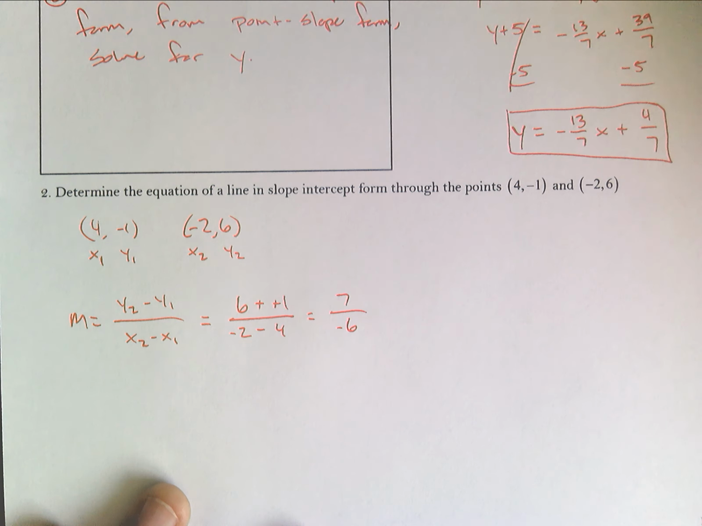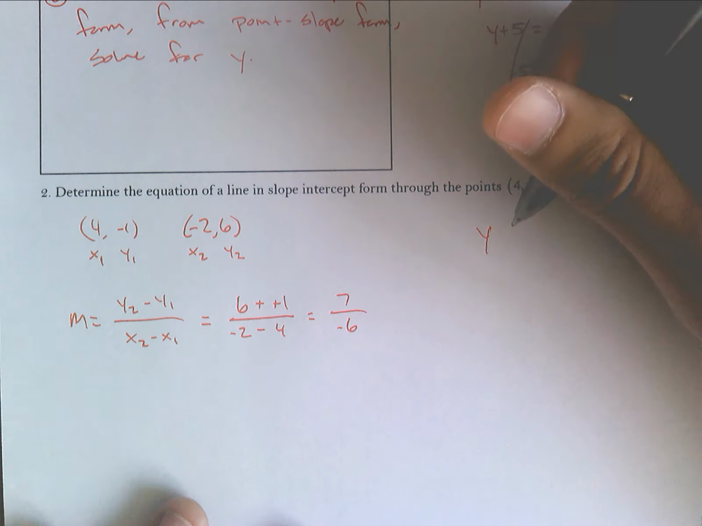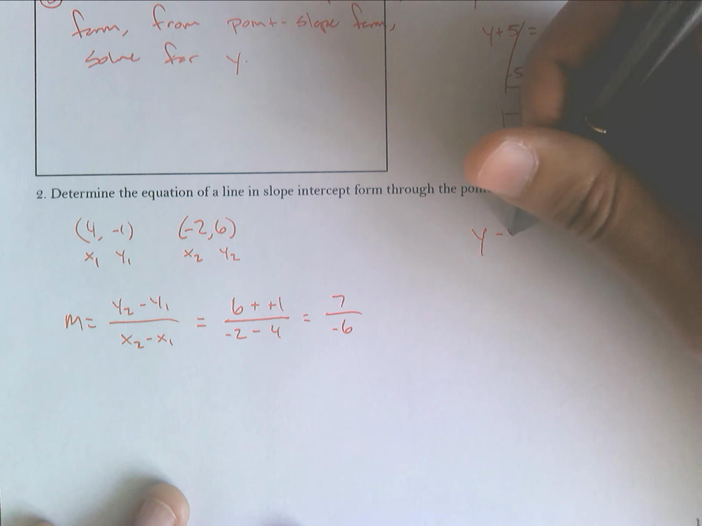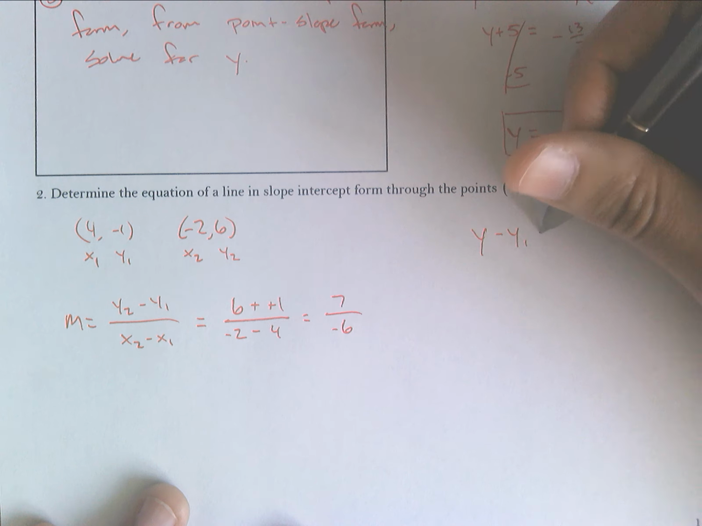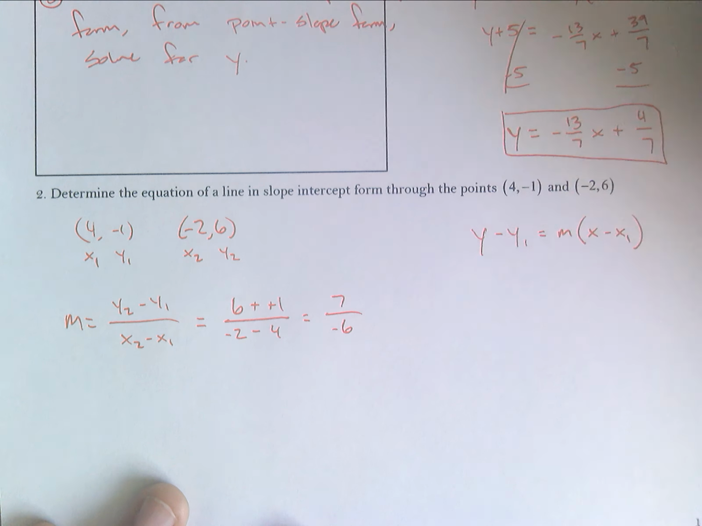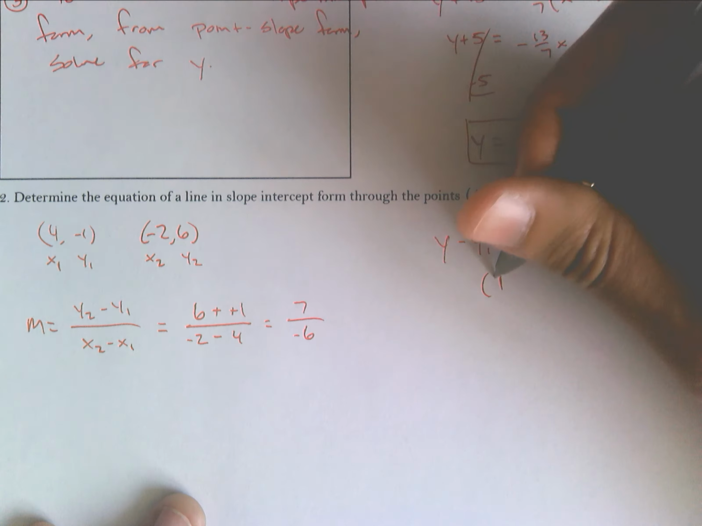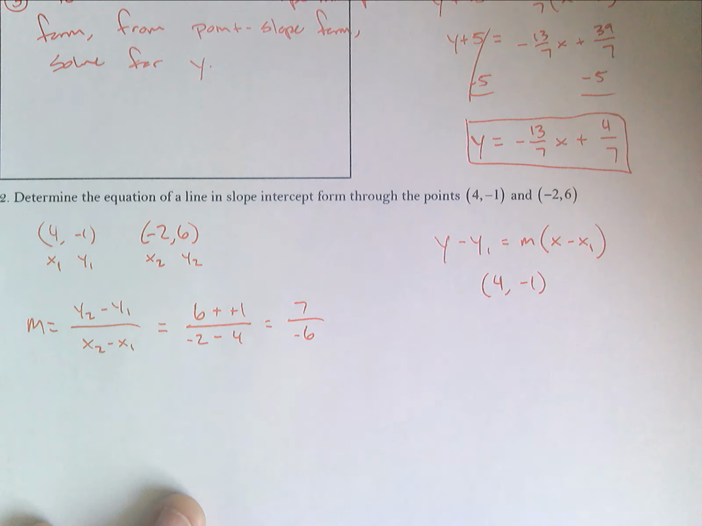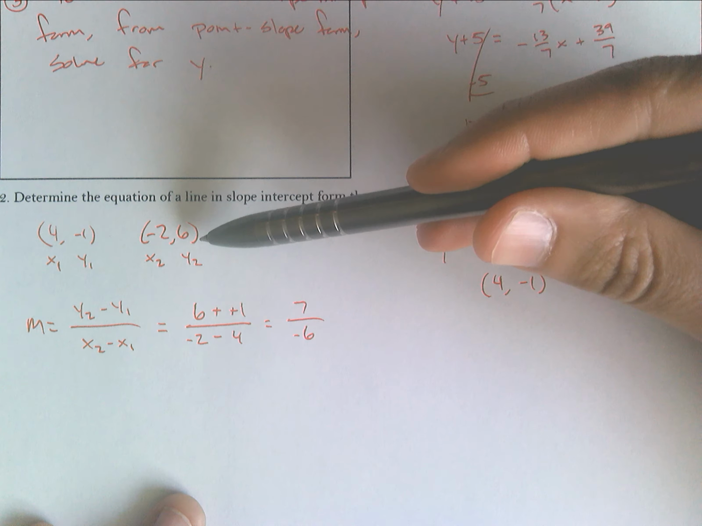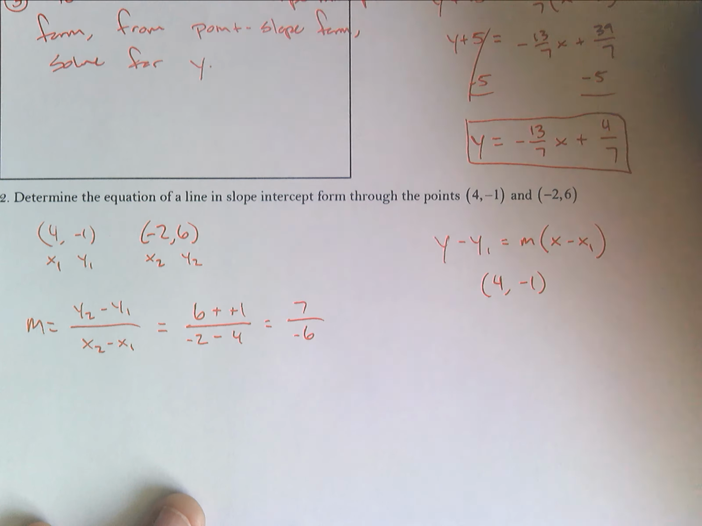So now we have our slope. We're going to choose a point, and we're going to plug it into point-slope form. That's step 2. So point-slope form is y minus y1 equals m times x minus x1. So I'm just rewriting point-slope form. Let's choose a point. I'll just choose that first one, (4, negative 1). Again, you can choose this one here. When you simplify, you should get the same thing. So let's plug it in, our slope and our point.